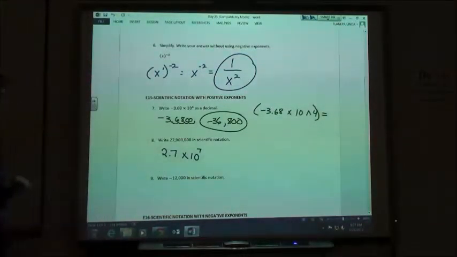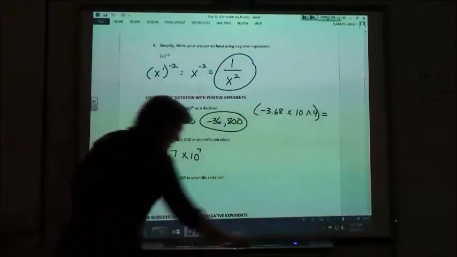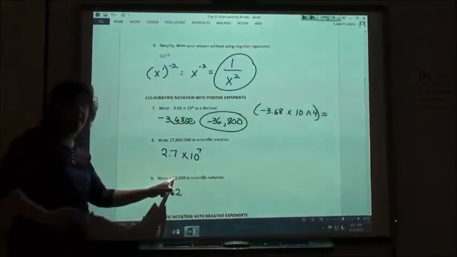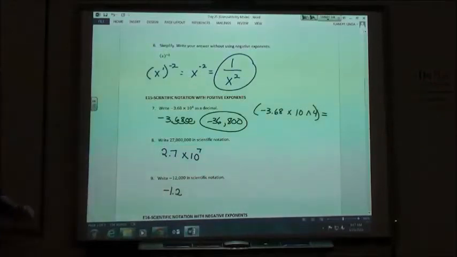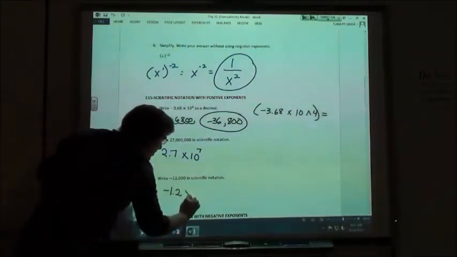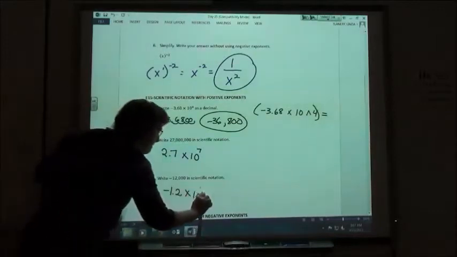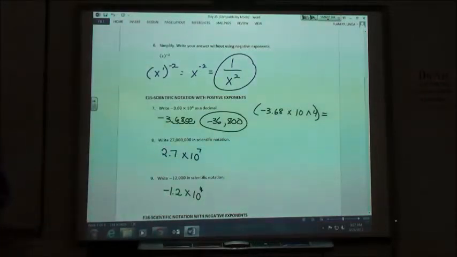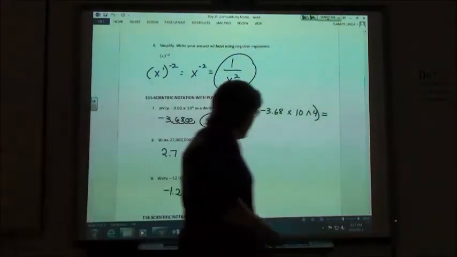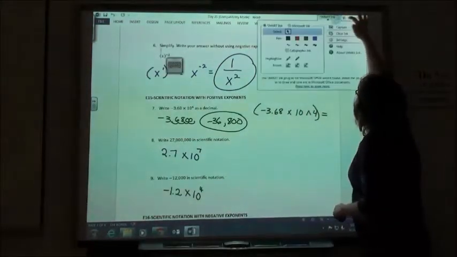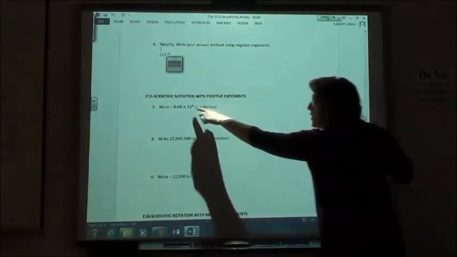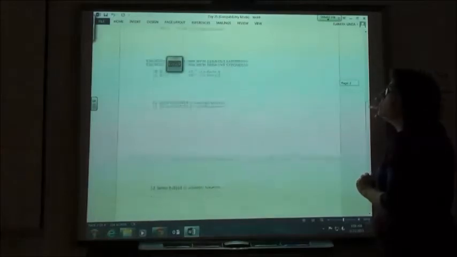So if I were going to put -12,000 in scientific notation, I want my decimal behind that first digit so that it's between 1 and 10. So -1.2 times 10 to the 4th power. So this value here always has to be between 1 and 10 or -1 and -10. So if my values are bigger than 1, my exponent ends up being positive. We're now going to do some with negative exponents.